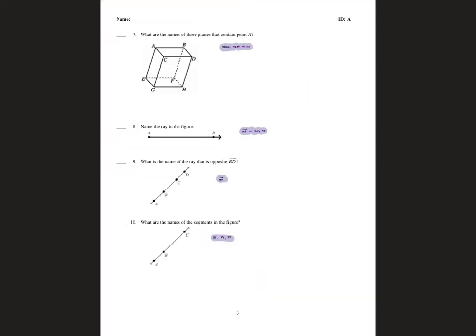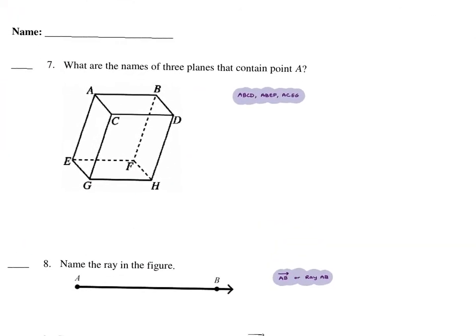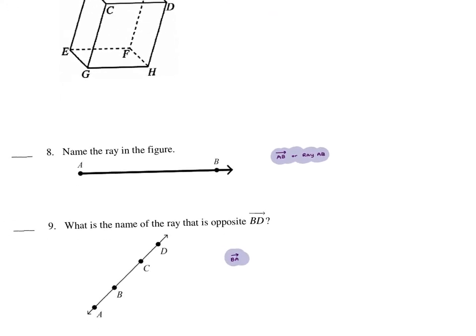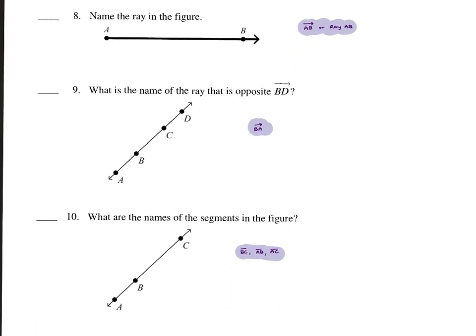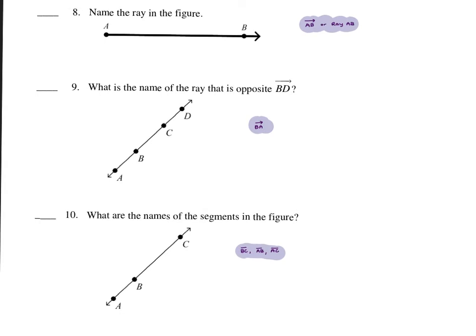Okay, then comes planes that can contain point A, and there's 3 of them there. The ray in the figure, remember the ray has to have the arrow over it, so B gets the arrow, or if you write it as ray AB, the B would be the one where the arrow is. 9, what's the name of the ray that's opposite BD? Remember, opposite rays share the same endpoint but point in the opposite direction. And 10, what are the names of the segments in the figure? And there's BC, AB, and AC.